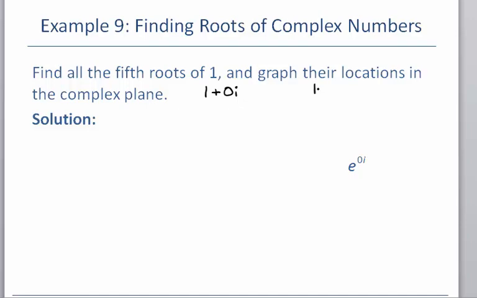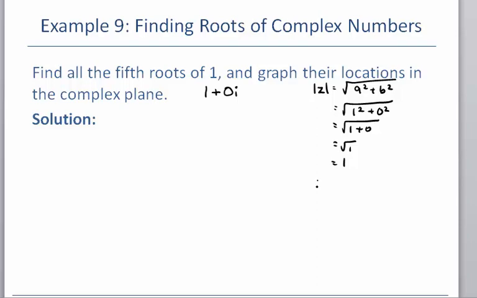Okay, so with that said, I need to calculate two things in order to use my formula. I need to calculate my magnitude, which again is going to be the square root of a squared plus b squared. So we're going to have the square root of 1 squared plus 0 squared, which is going to give me 1 plus 0. Which is going to give me the square root of 1, which is equal to 1. So we know that the magnitude is equal to 1.